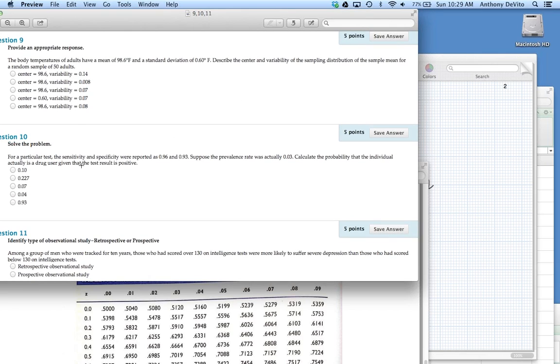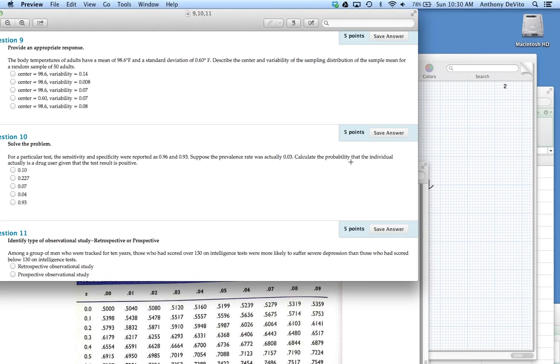For a particular test, the sensitivity and specificity were reported as 0.96 and 0.93. Suppose the prevalence was actually 0.03. Calculate the probability that an individual actually is a drug user given the test result is positive. In other words, the probability that the person really has the condition given he tested positive.